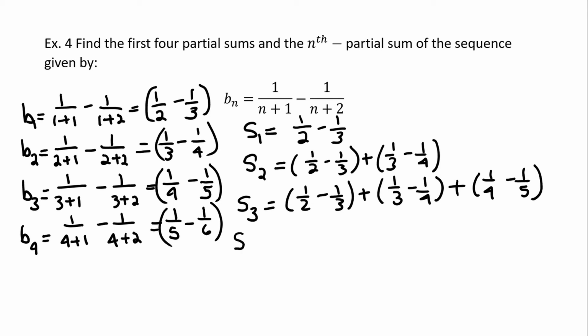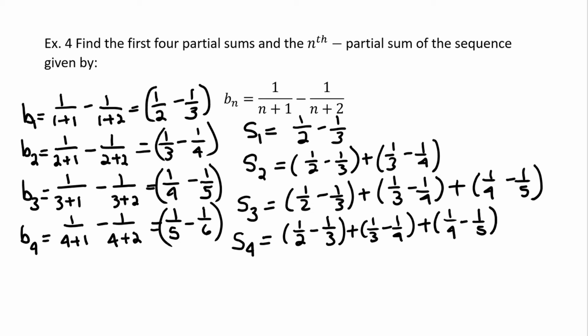And let's do the fourth partial sum, which would be 1/2 minus 1/3, that's the first term, plus 1/3 minus 1/4, which is the second term, plus 1/4 minus 1/5, which is the third term, plus 1/5 minus 1/6, which is the fourth term. Now, a couple of nice things happen. Let's begin by looking at the second partial sum. The negative 1/3 plus 1/3 cancels each other out.